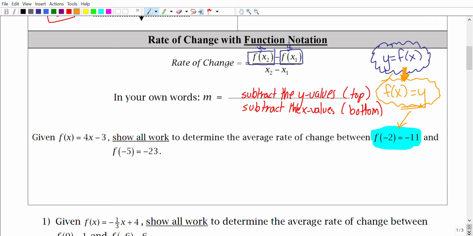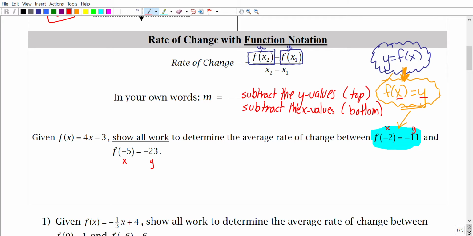Okay? So we have to identify which one's our x value, which one's our y value. Well, our x is the one that's right here in parentheses, so that means that this negative 2 is my x. Okay? And also here on the other side of the equal sign is my y, so I know that this negative 11 has to be my y. Okay? Same thing over here. This is my x, this is my y.